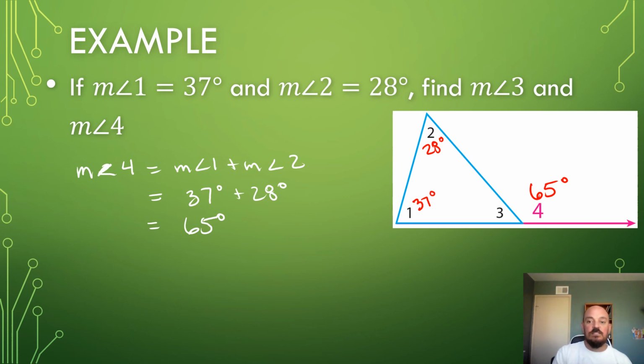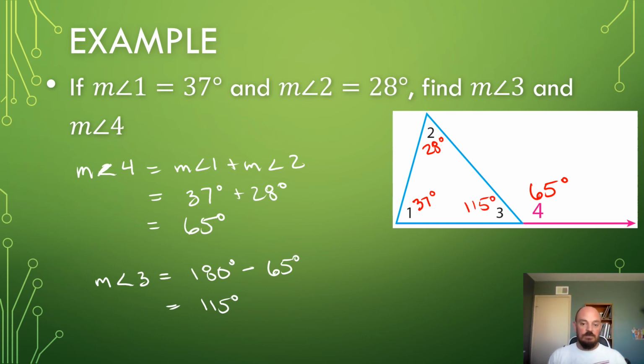So in one step, I can find the measure of angle 3 by just doing 180 degrees minus the measure of angle 4, which is 65 degrees. And that would end up being 115. So we get 115 right here.